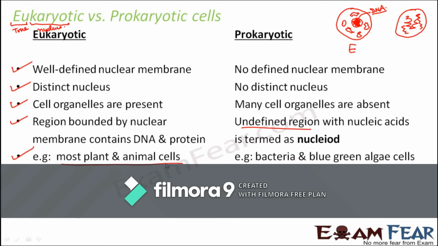They are eukaryotic, that is, they have distinct cell organelles, and a distinct nucleus with a proper nuclear membrane. Examples of prokaryotic cells are bacteria and blue-green algae. Bacteria are unicellular also, so they just have one cell, and inside that one cell they do not have separate organelles. It is like everything is scattered inside.